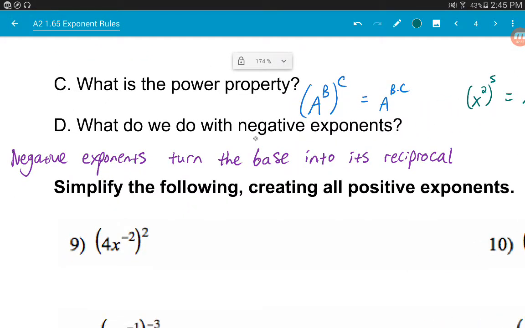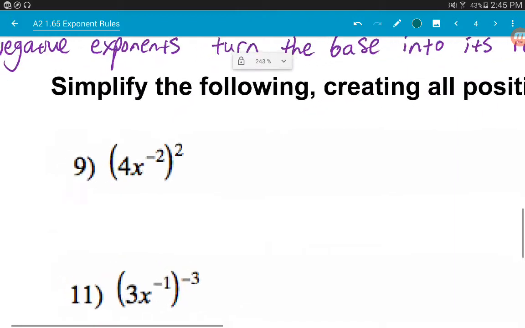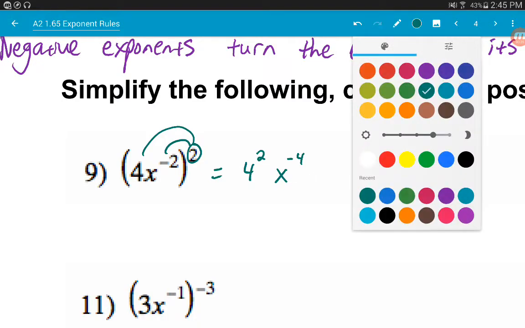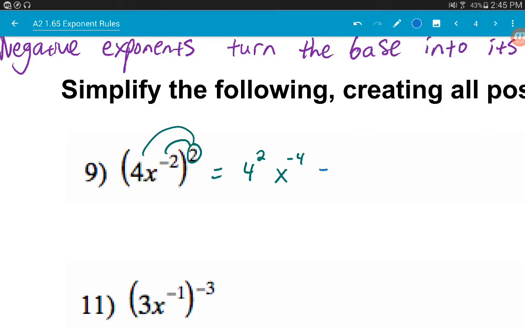And lastly, for this side of the page, is negative exponents. A negative exponent will turn something into its reciprocal. It'll put a 1 over it. So I'll do a couple examples in this section. If I have an exponent on the outside, I've distributed onto every base. So this is equal to 4 squared, x to the negative 2 times 2, which is negative 4. Okay? I can simplify this in a couple ways. 4 squared is 16, right?